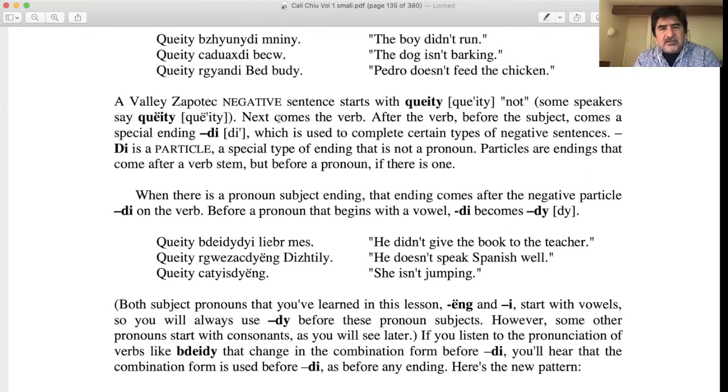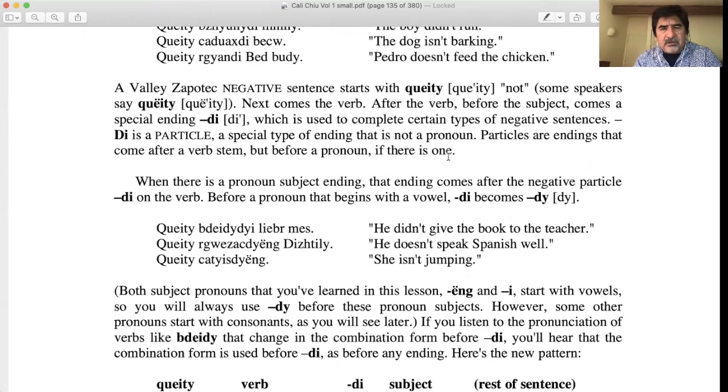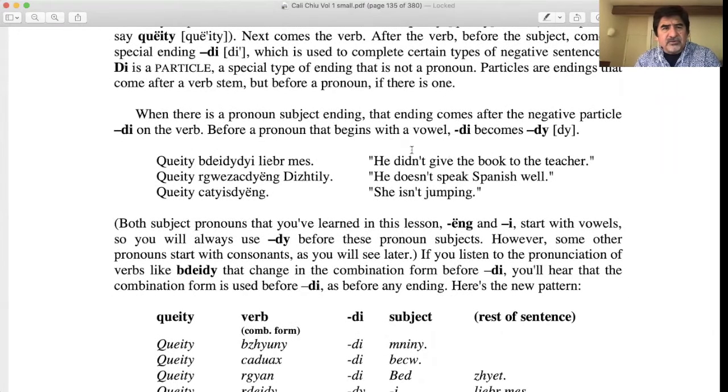So this little particle that you see right here is actually used to complete certain types of negative sentences. There are two types of particles, and we are going to be talking about them and also how they're used. So right here it says, when there is a pronoun subject ending, that ending comes after the negative particle di on the verb before a pronoun that begins with a vowel. So di comes, or dy. So let me explain a little bit, so hopefully it will make sense to you.